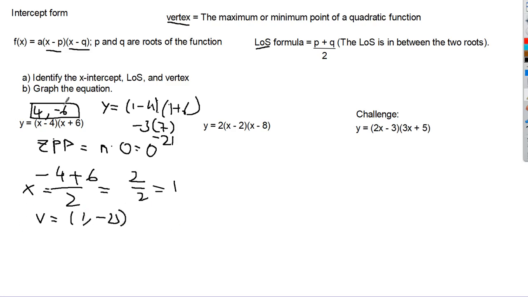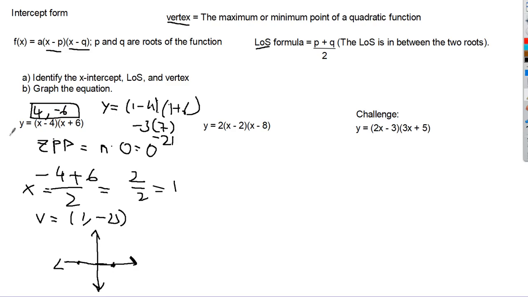1, -21. So we're going to graph this equation. Now we have the x-intercepts, LOS, and vertex. We can graph the equation quite easily. Let's graph it. Okay, so we have -3, so that's about right there, 7, that's about right there. And then, no, never mind. We have 4, not -3 and 7. We have 4, which is about right there. We have negative 6, which is about right there.